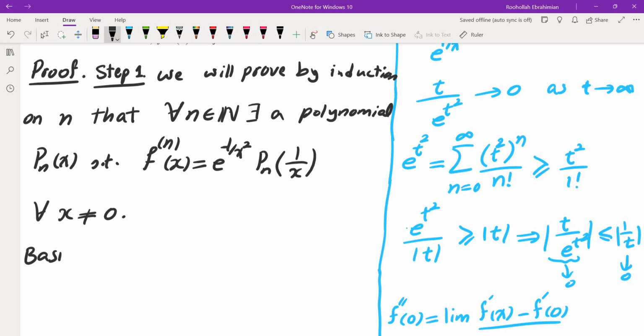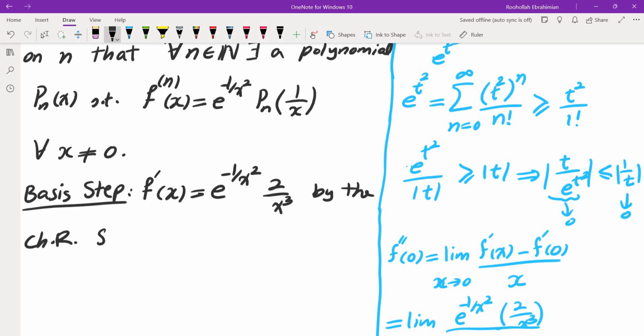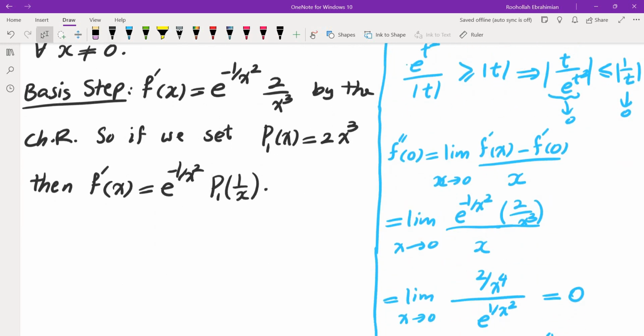So basis step gives us f prime of x is equal to, by the chain rule, e to the power of negative 1 over x squared times 2 over x cubed. So if we set, we need a polynomial of 1 over x, so p1 of x would be 2x cubed. Then f prime of x becomes e to the negative 1 over x squared times p1 of 1 over x. So that is the basis step.